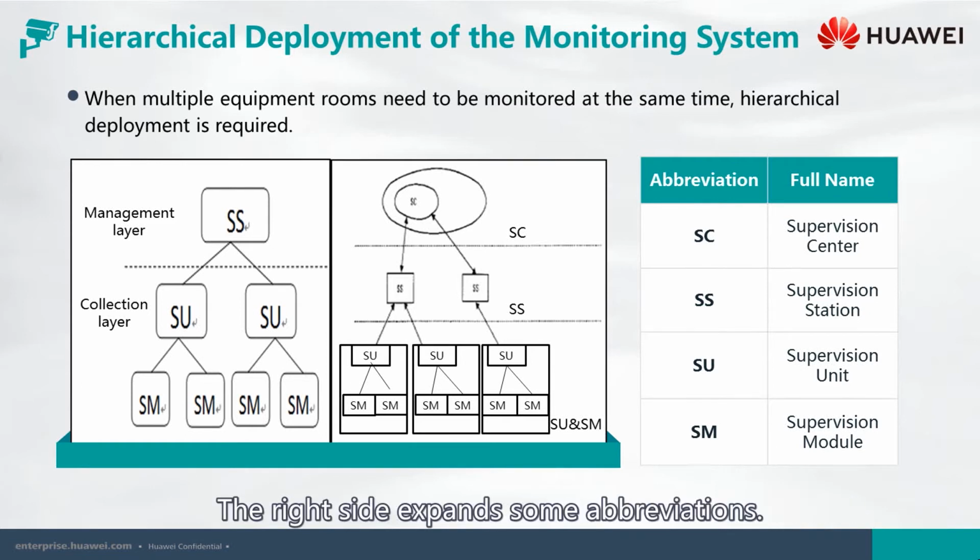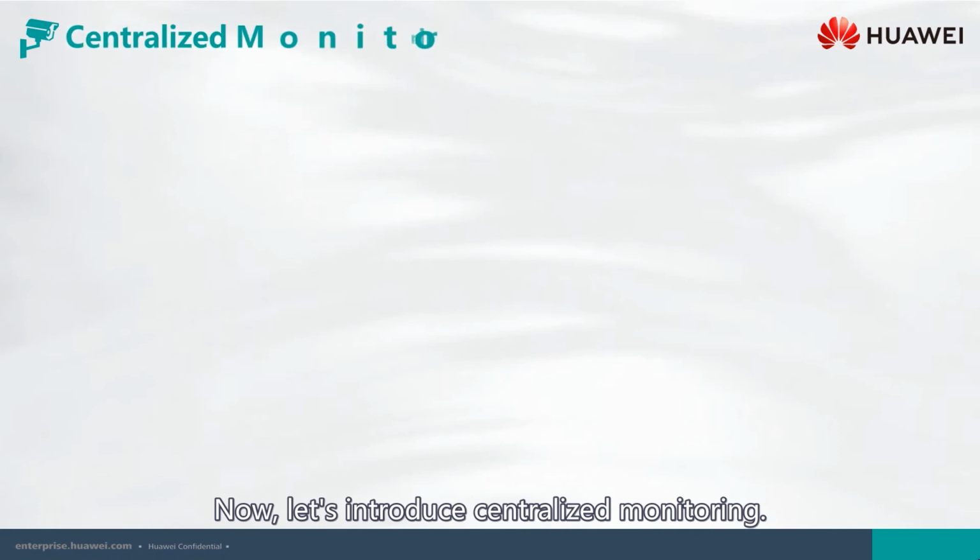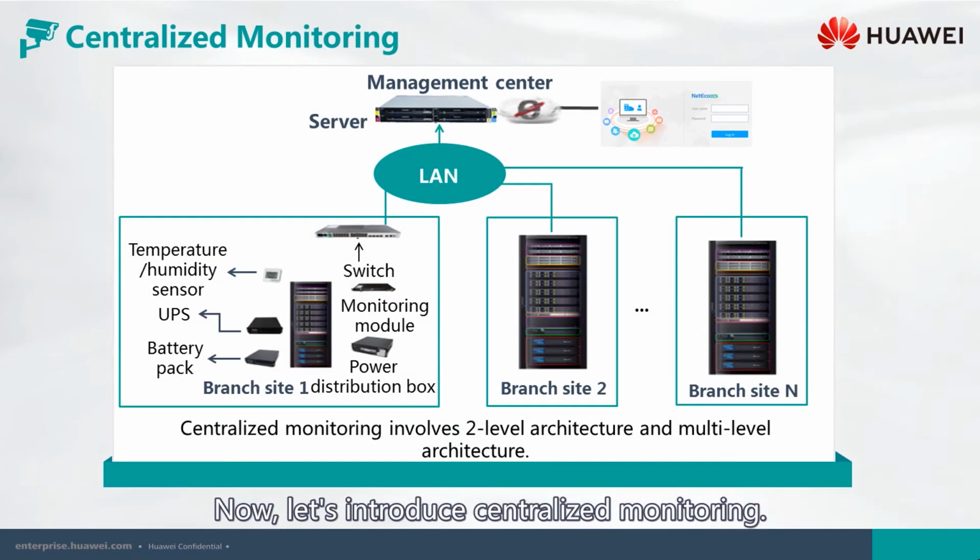The right side expands some abbreviations. The difference between the two-level architecture and multi-level architecture is whether monitoring centers are hierarchical. Now, let's introduce centralized monitoring.